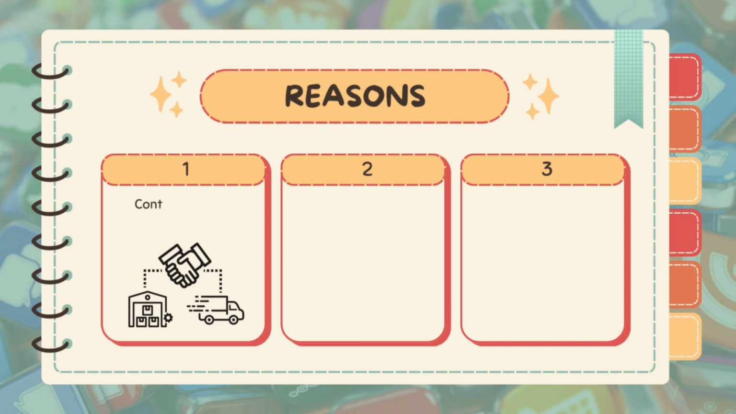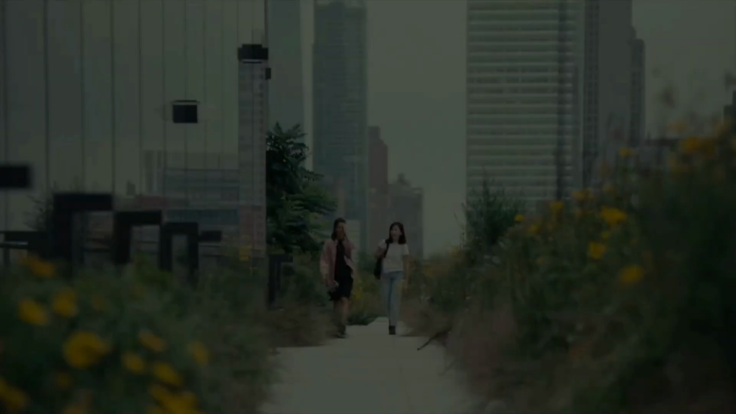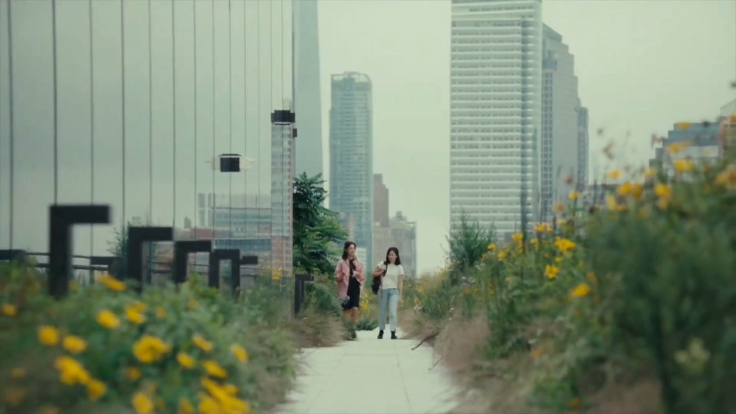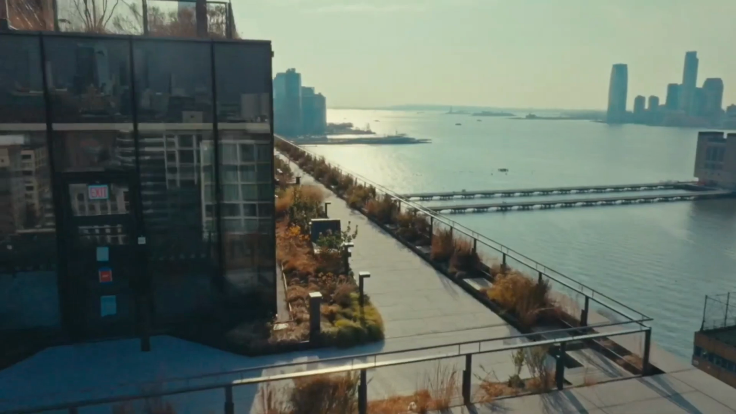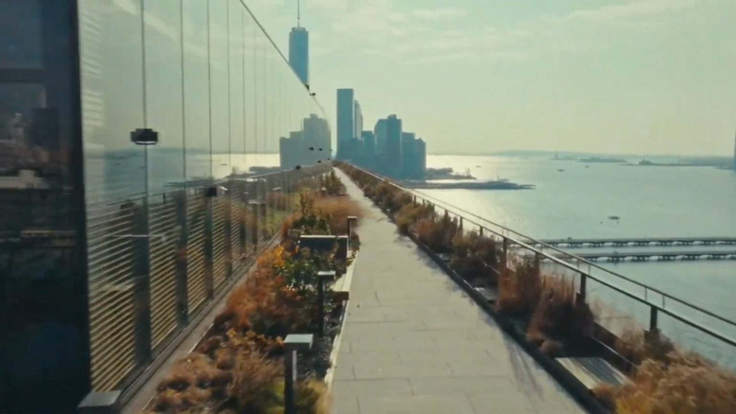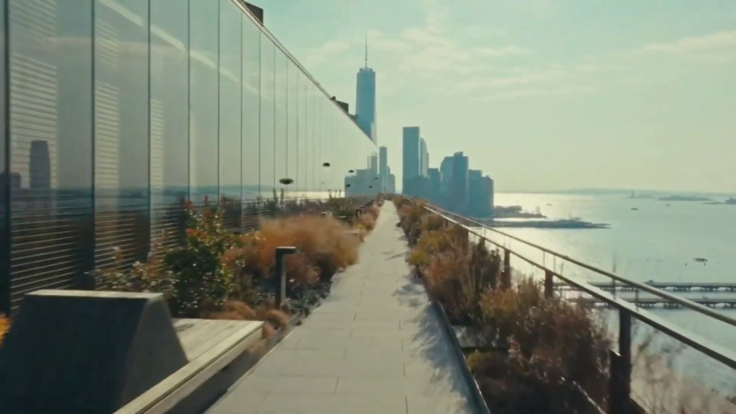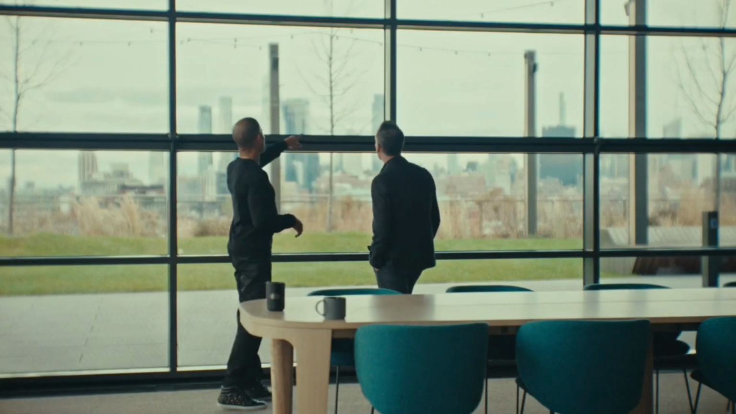Number 1 is control over app distribution. Google's Android operating system powers the majority of smartphones globally, including India. The Google Play Store serves as the primary distribution platform for Android apps, giving Google significant control over the app ecosystem. Number 2 is market power.